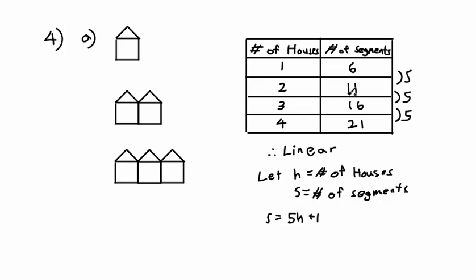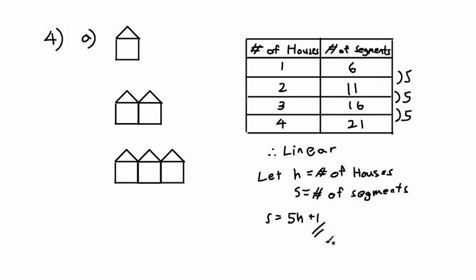Now, does this work for the second one? What happens when we plug in h equals 2? We get 5 times 2, which is 10, plus 1, which is 11. So it works for this one as well. Now, just in case, we have to check when we have 3 houses to see if this works as well. So when we plug in h equals 3, we get 5 times 3, which is 15, plus 1, which is 16. So it works for all 3 cases. Okay, so far this equation is correct.